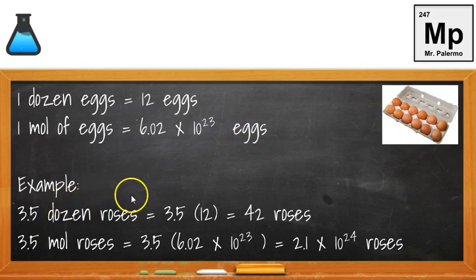So for example, if I said I have 3.5 dozen roses, that would mean I have 3.5 times a dozen, which is 12, which is 42 roses. So if I said I had 3.5 moles of roses, it's just simply 3.5 times the value of a mole, which is 6.02 times 10 to the 23rd. So the answer would then be 2.1 times 10 to the 24 roses. Again, a very large number of roses.